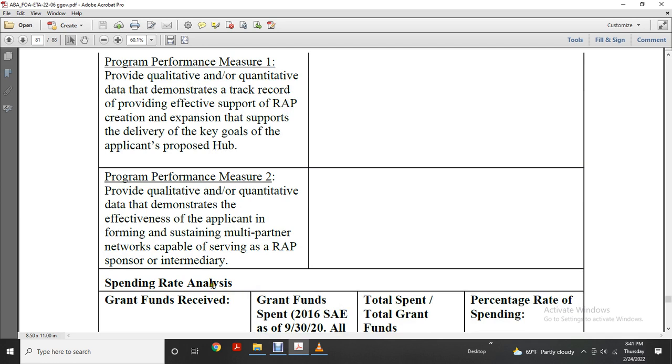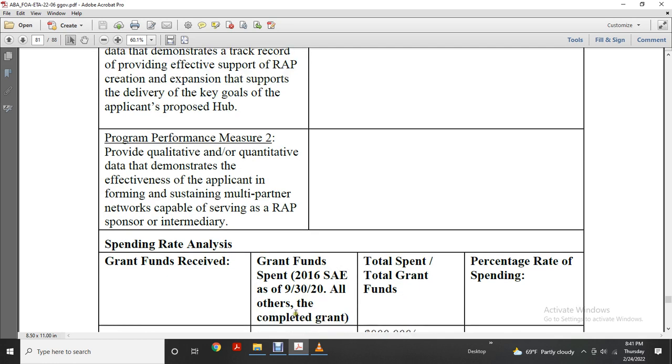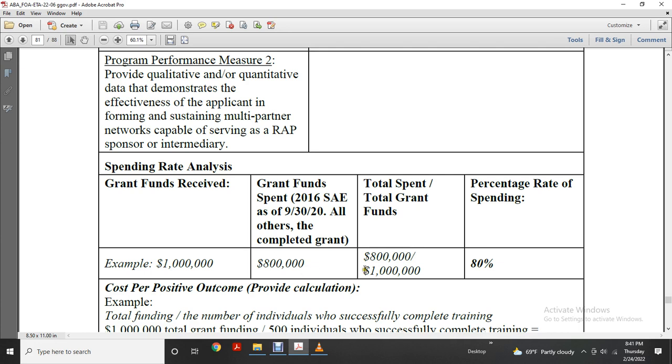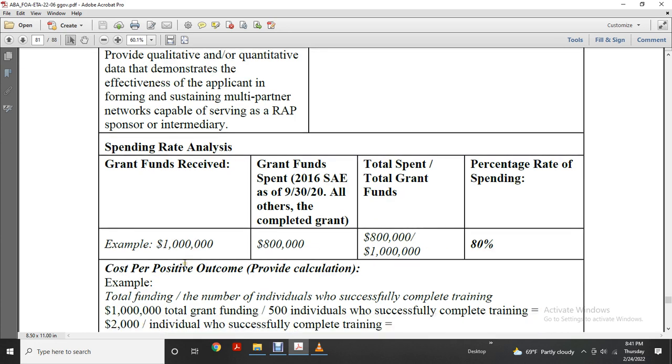intermediary. Spending rate analysis of the grant funds received and grant funds spent, as of September 30th, 2020, for all other completed grants: total spent, total grant funds, percentage rate of spending. Example: $1 million, $800,000 spent, 80%.